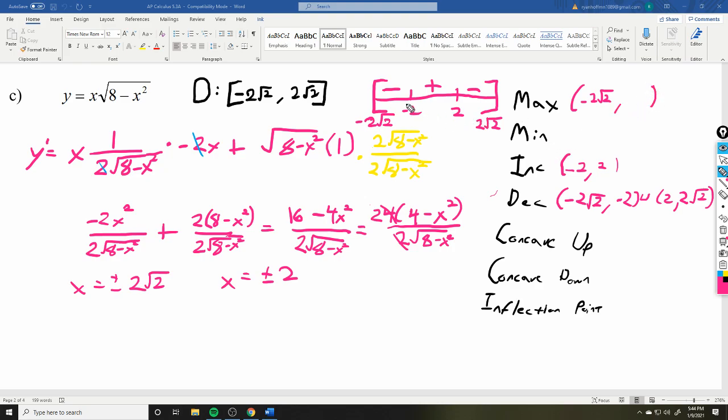And then we're going to decrease all the way to negative 2. And then we're going to start going up again. So negative 2 is a minimum. Then we go up and we go up until we hit 2. That's a maximum. And 2 root 2, we go back down and hit that point, so that is a minimum.